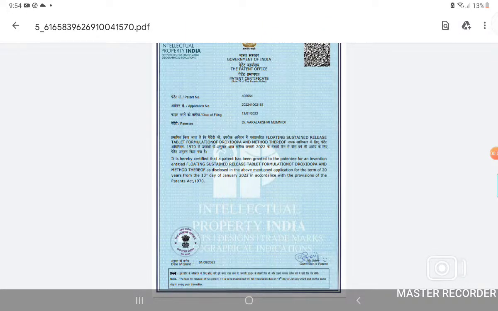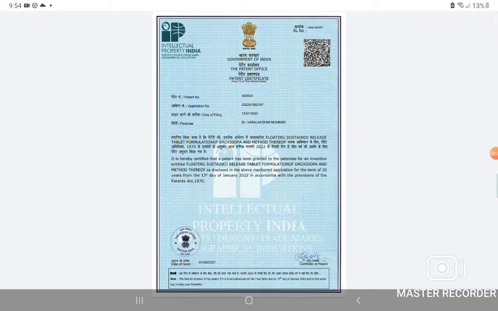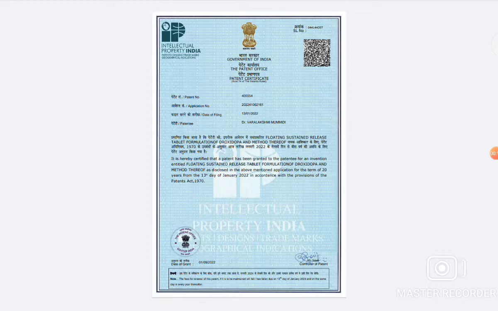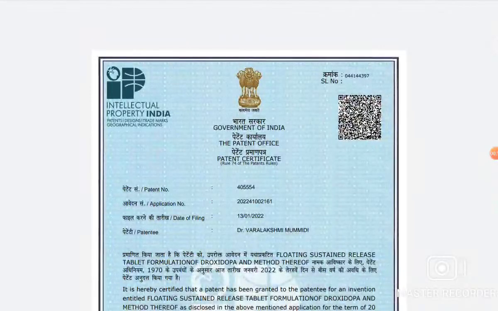So today in this video we are going to discuss the Patent Act and patent rights. So this is a patent certificate given to a patentee. Patentee, in the sense, the person who had applied for the patent right is known as patentee. So this document gives us a lot of information.